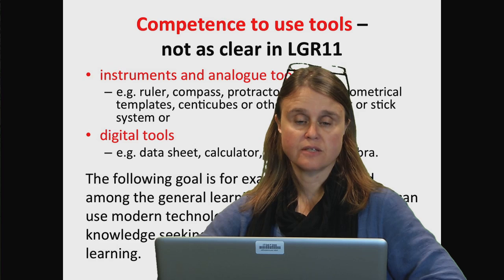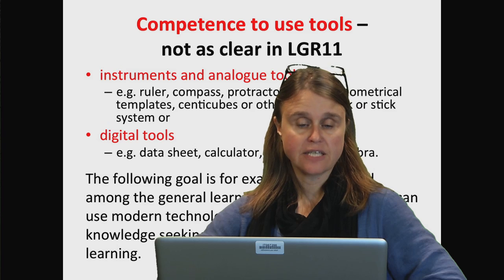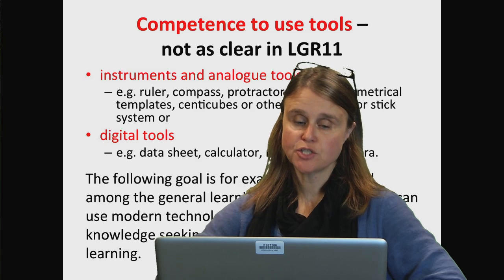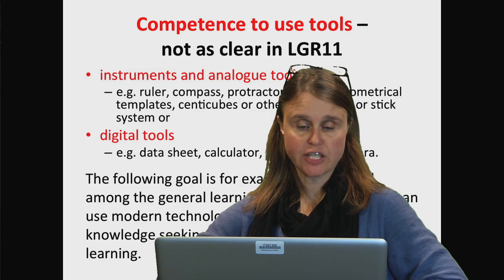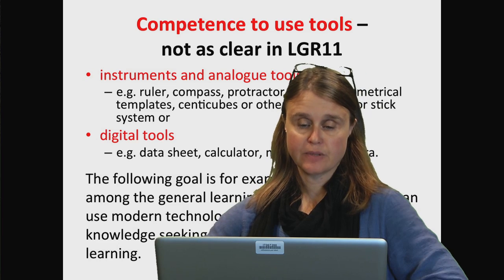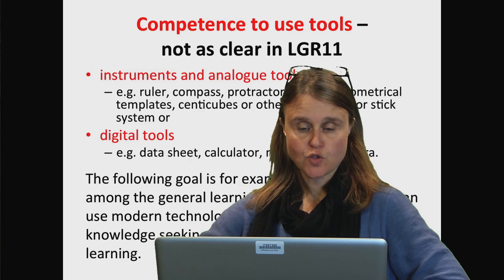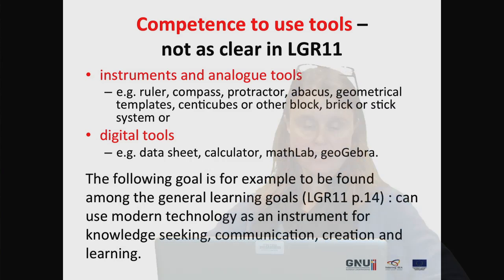One competence was not really clear. It was related to the competence to use tools, such as instruments and analog tools or digital tools. However, the following goal is, for example, to be found among the general learning goals in the Swedish curriculum, and is phrased that the students can use modern technology as an instrument for knowledge seeking, communication, creation and learning. And here it was argued that it was a competence that could be framed as competence to use tools.